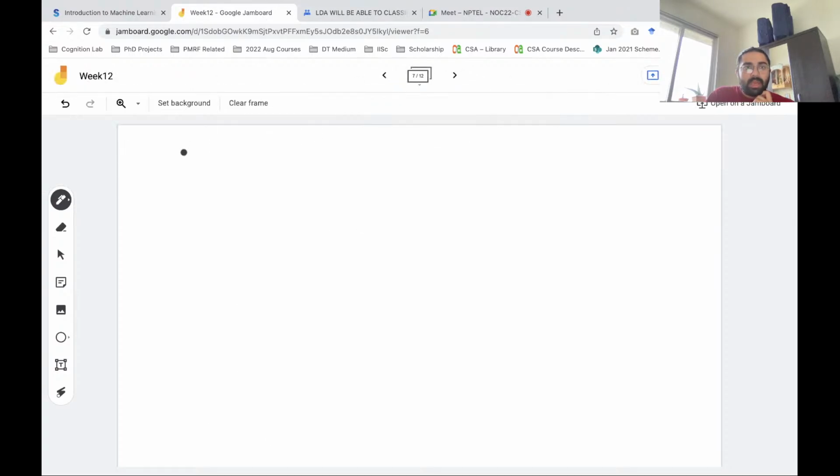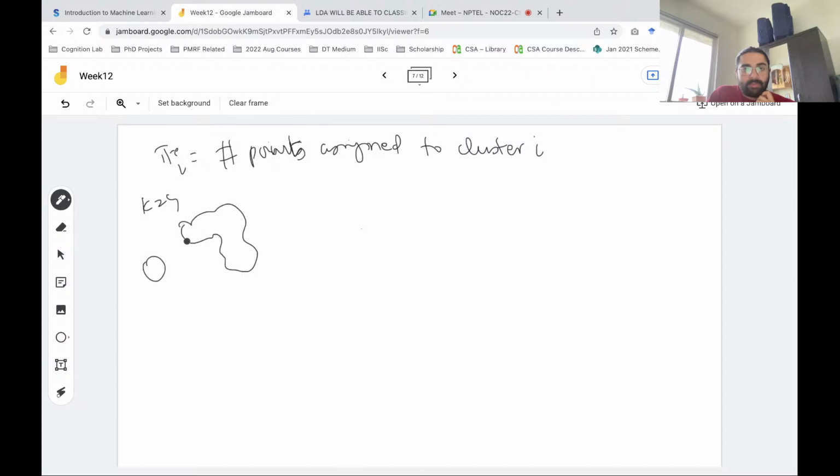What does pi i mean in some sense? It's the number of points assigned to cluster i, right? So we are saying that when k was equal to 4, I had something like this: 4 Gaussians, 1, 2, 3 and 4, and all of these have similar pi i's upon convergence. So here pi 1 to pi 4, everything is 0.25, right?